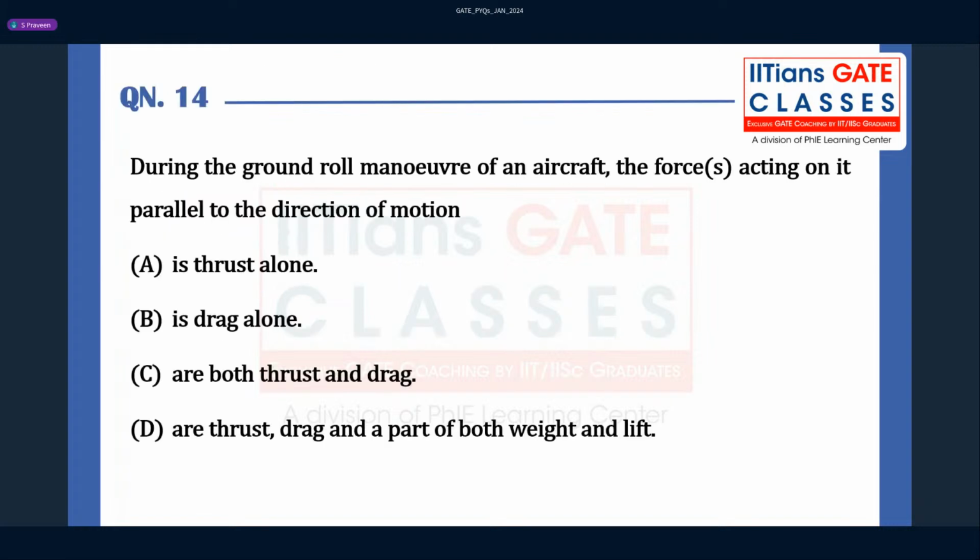During the ground roll maneuver of an aircraft, the forces acting on it parallel to the direction of motion. We have four options: is thrust alone, is drag alone, or both thrust and drag, or thrust, drag, and a part of both weight and lift. Pretty simple one. Let's do this.